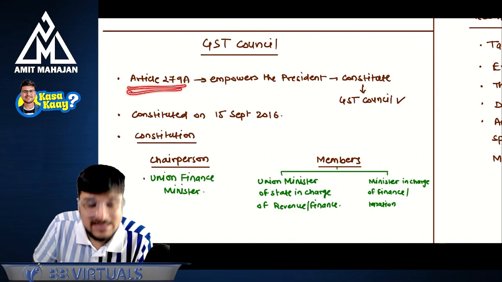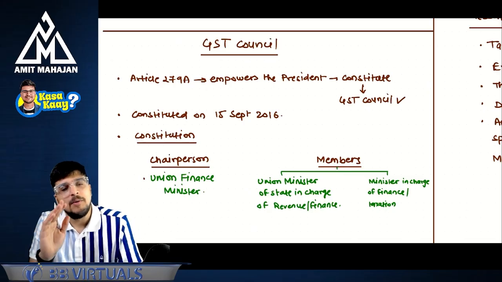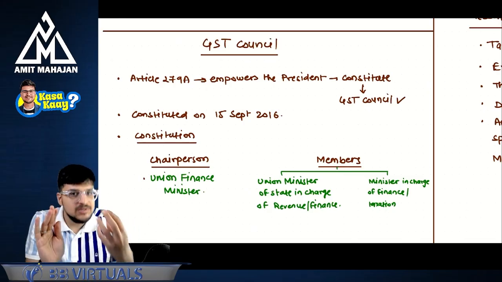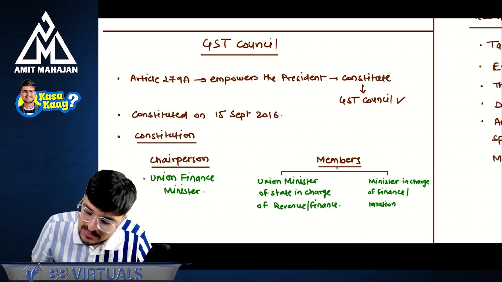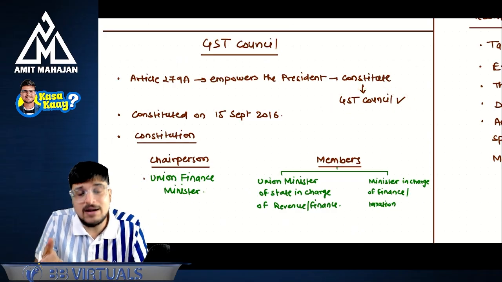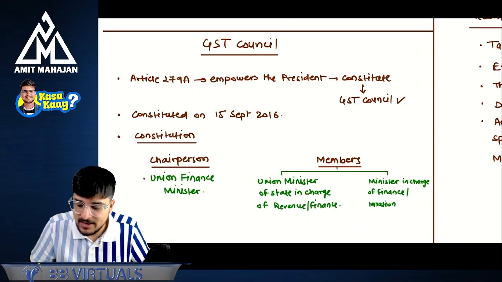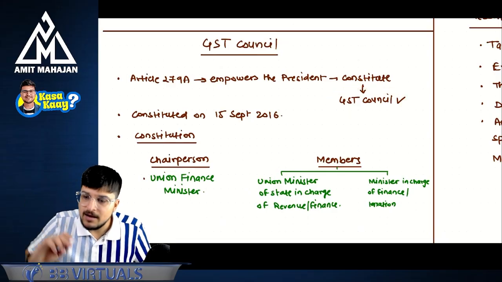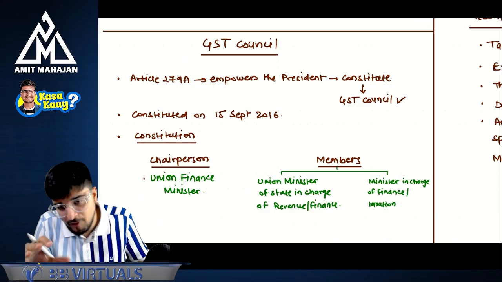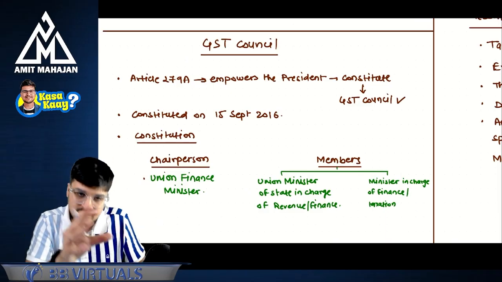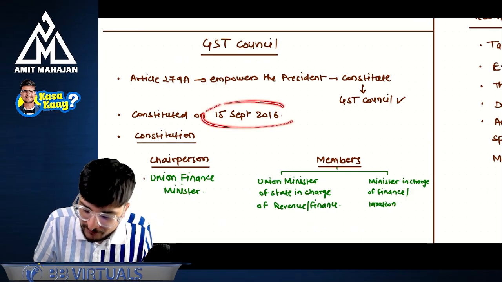Look here. Article 279A empowers the president to constitute GST Council. Meaning, the president should have the power to constitute GST Council. So which article is giving that power? Article 279A is giving that power. So what does this GST Council do? For identifying your GST rate, for identifying the exemption threshold, that up to 20 lakhs there is no registration requirement, everything is decided by GST Council. If we want to give any exemption to one specific state, GST Council can decide that. If we want to give exemption specifically to these kinds of industrialists, they can give this exemption. This GST Council was constituted on 15th of September 2016.